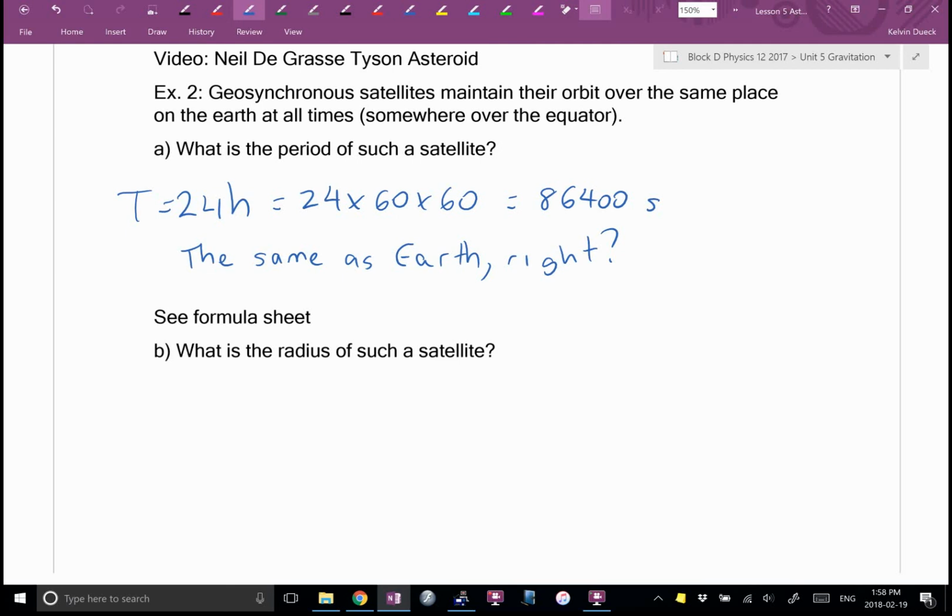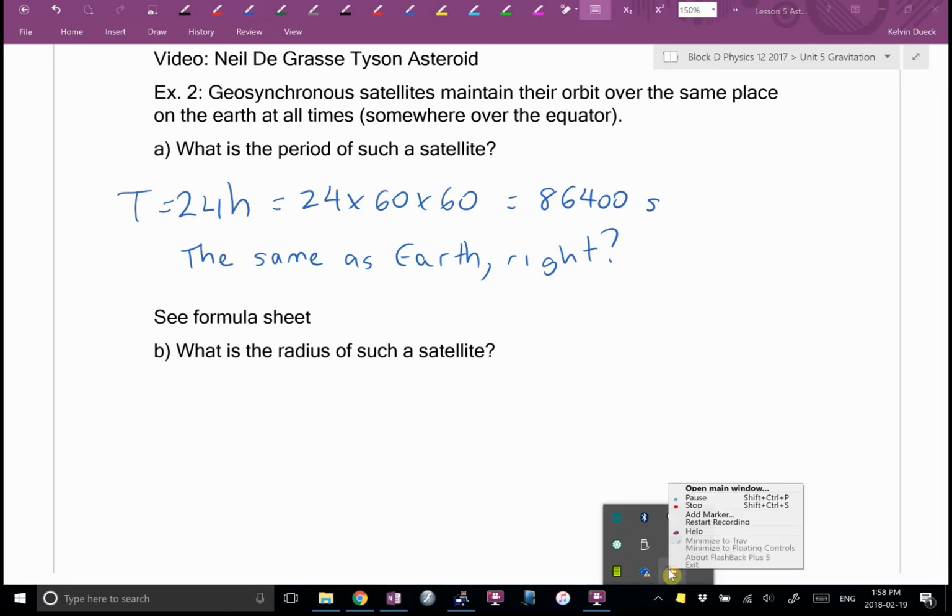Have you been lied to all your life? Is the Earth's period actually not 24 hours? We lied to you? Is it the time zones? Pause for a second.